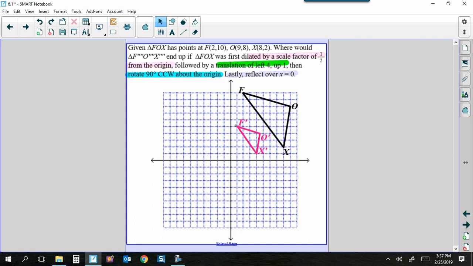All right, so we're going to go left 4 up 1. So 1, 2, 3, 4 up 1, and you're going to end up with double prime F right there. Same for the other two points: 1, 2, 3, 4 up 1.